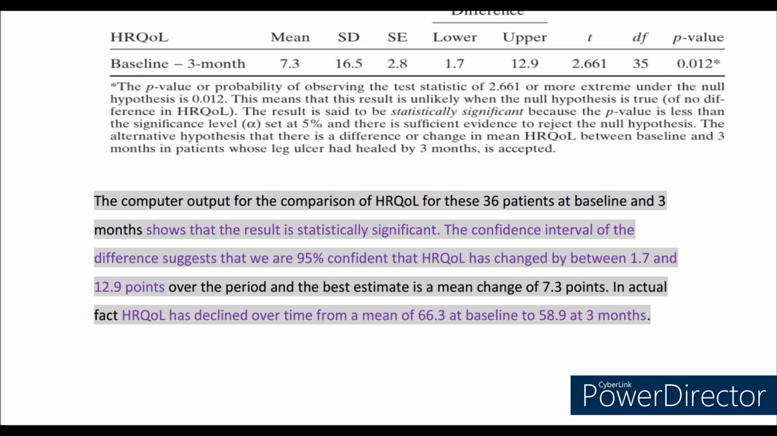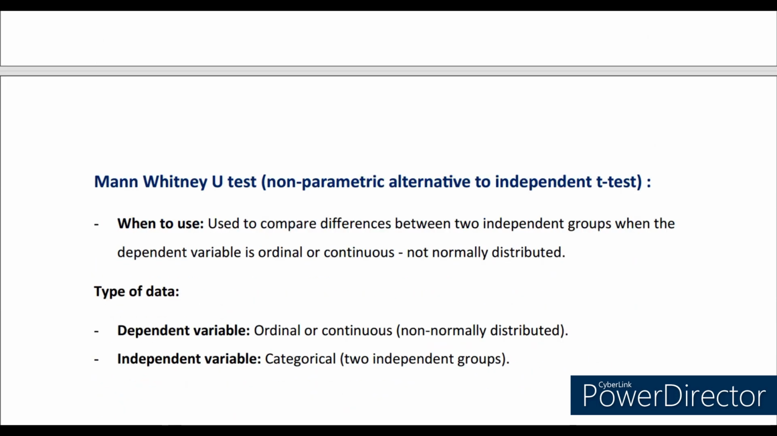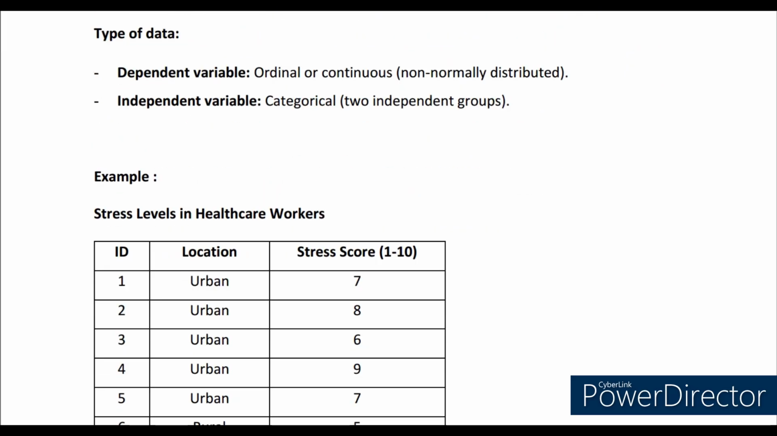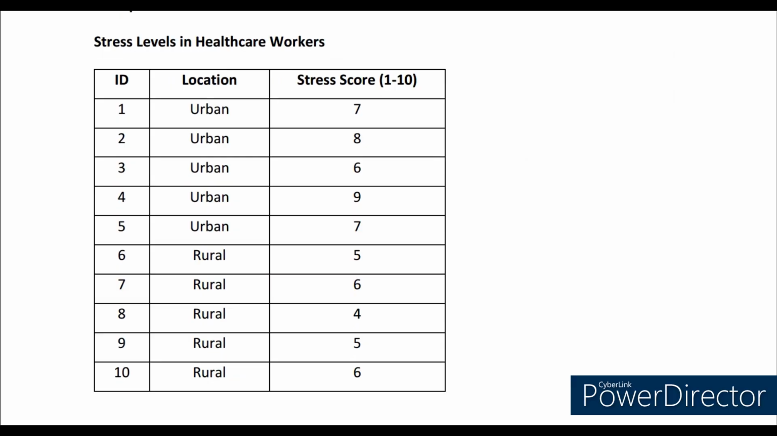And now coming to the next test, that is Mann-Whitney U test. So it is an alternative to independent t-test in case of non-normally distributed data. So a simple example, stress levels in healthcare workers. In one column you can see the location of the workers and in the next column you can see the stress score from 1 to 10.